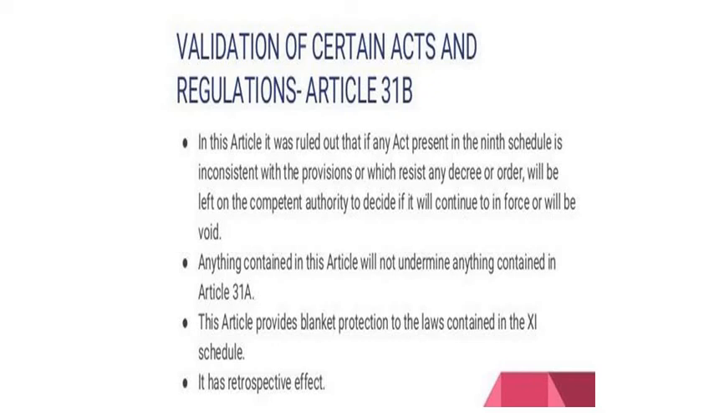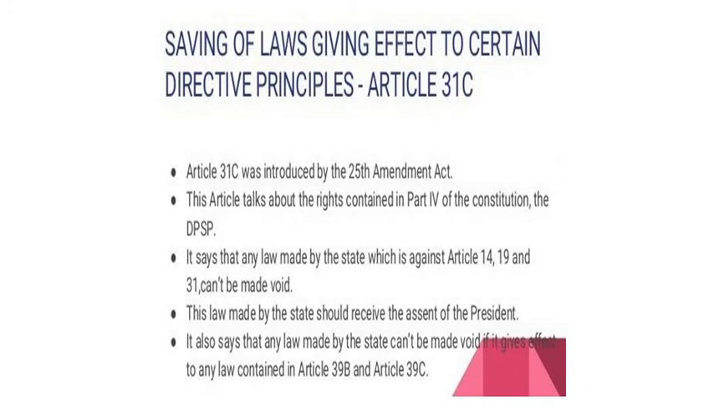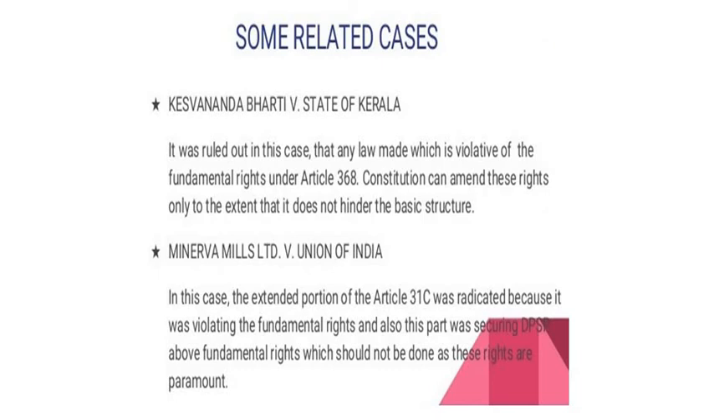Anything contained in this article will not undermine anything contained in Article 31A. This article provides blanket protection to laws contained in the 9th Schedule, 11th Schedule. It has retrospective effects. Then the saving of laws giving effect to certain directive principles. Some related cases: Kesavananda Bharati case versus the State of Kerala.